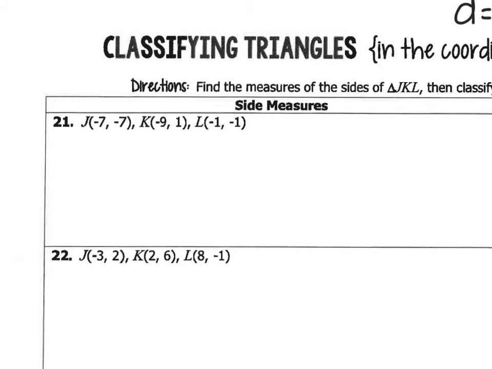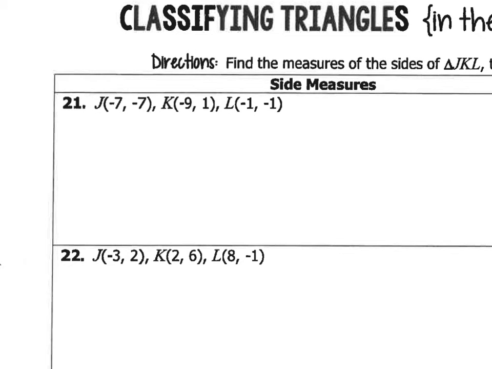So now if we come down here to this one, we need to find the length of JK, JL, and KL. Okay. So if we look at JK, X2 would be -9 minus -7, squared, plus Y2 would be 1 minus -7, squared.